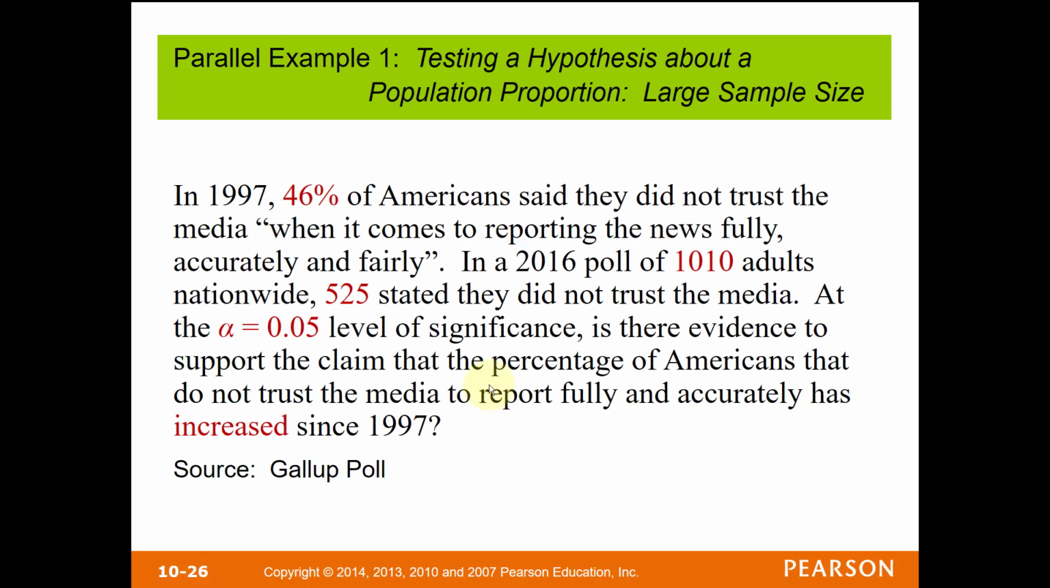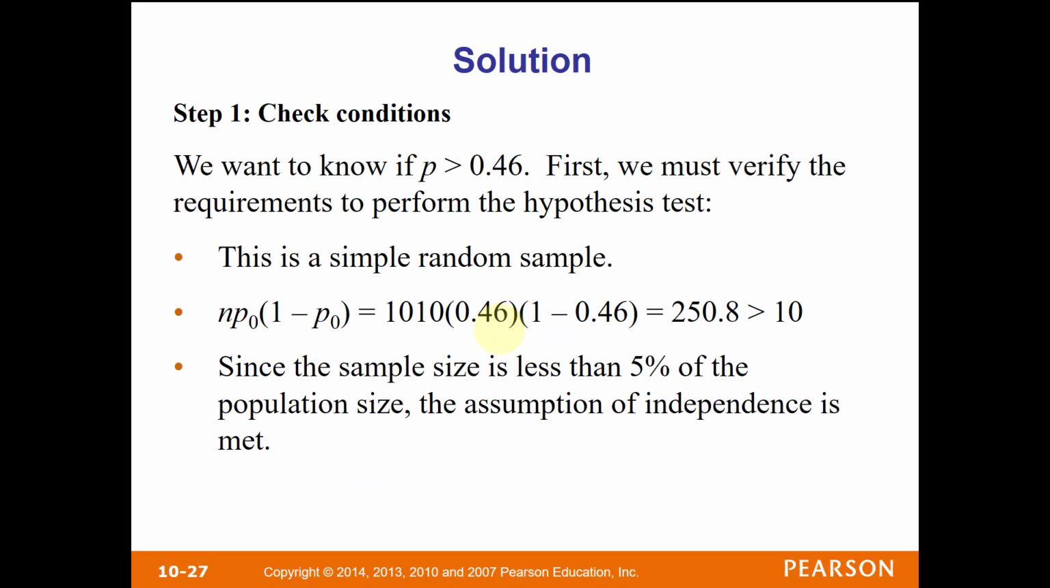In 1997, the population proportion was 46% for people who didn't trust the media. In 2016, they did a poll of 1,010 adults, and 525 stated they didn't trust the media. At the alpha equals 5% level of significance, is there evidence to support the claim that the percentage of Americans that don't trust the media has increased? Okay, so here's what we've got going on. We want to know if p is greater than 0.46, the previous amount. We want to know, has it increased?